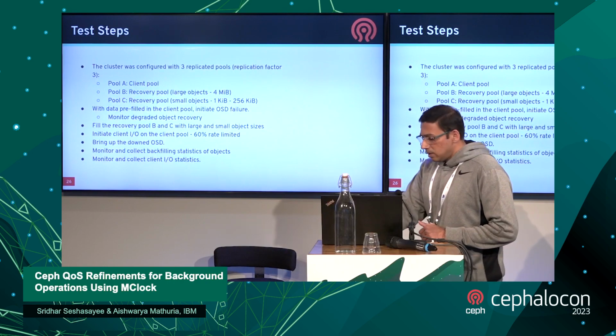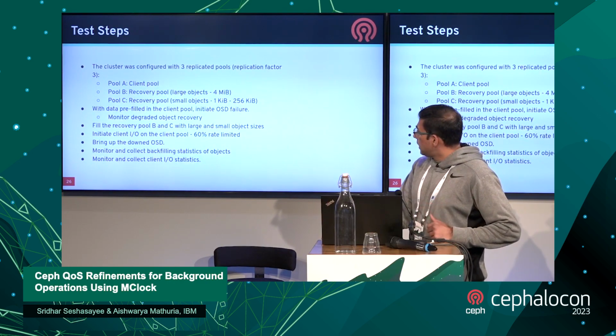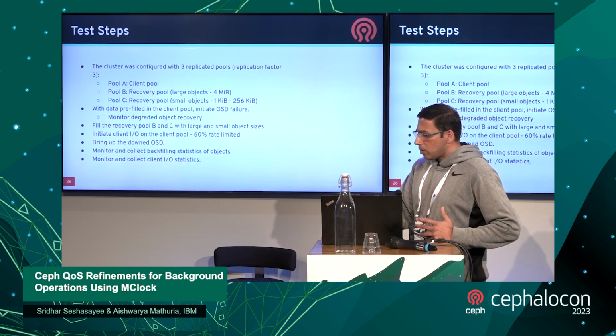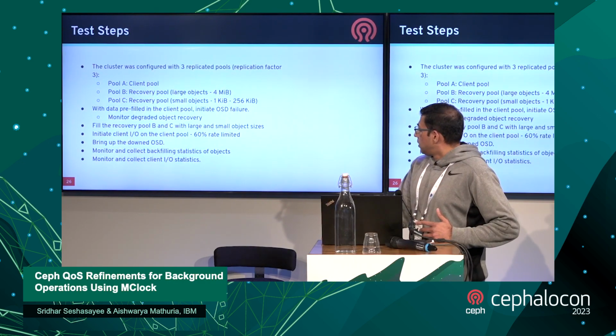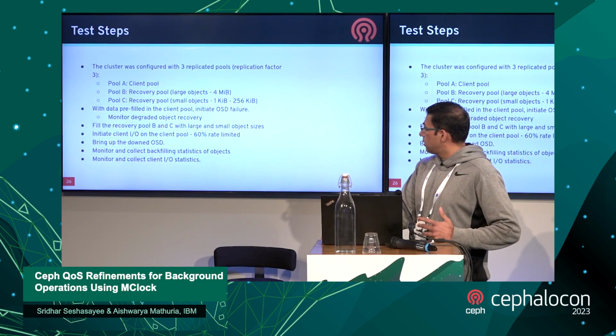The test steps essentially involved, like I mentioned, creating 3 pools. All these are RBD pools. Pool A was configured as a client pool. The other 2 pools were recovery pools, one pool containing predominantly large objects, and the other pool containing small objects. The client pool was pre-filled as well, and then an OSD was failed. That obviously leads to degraded object recovery.